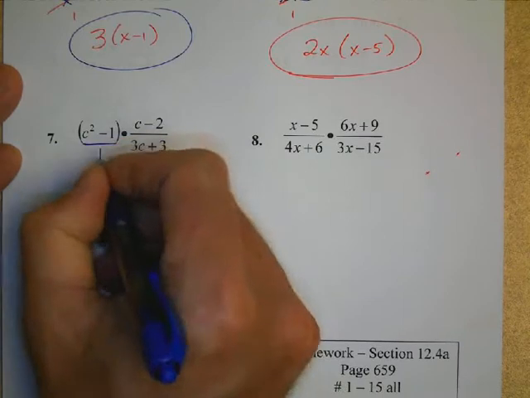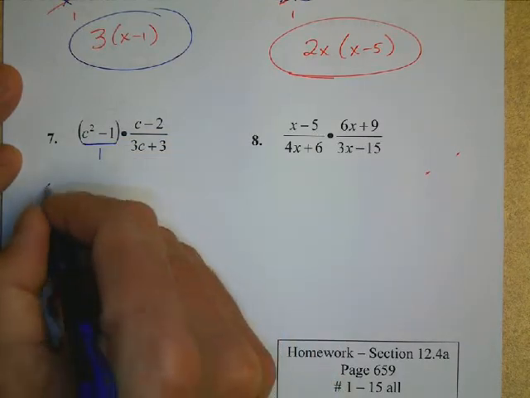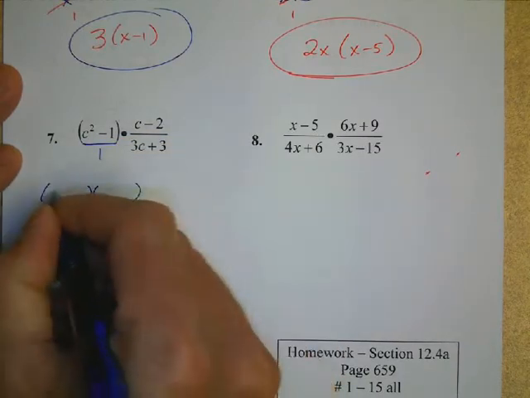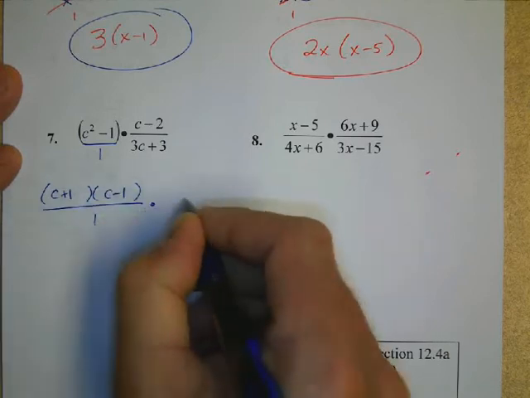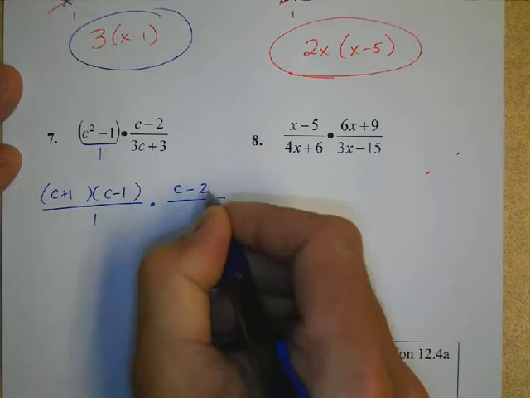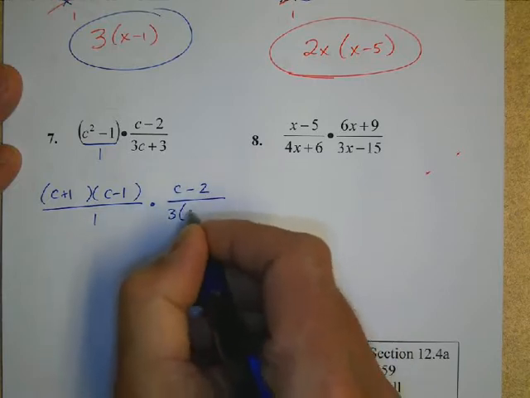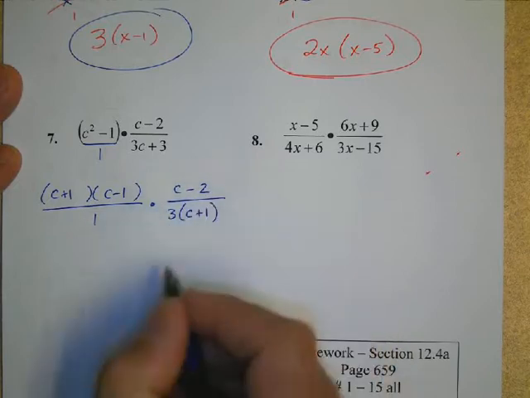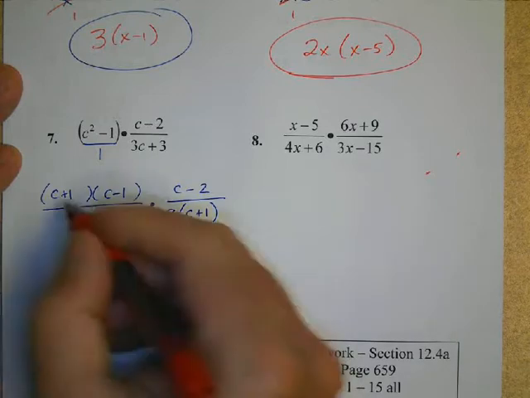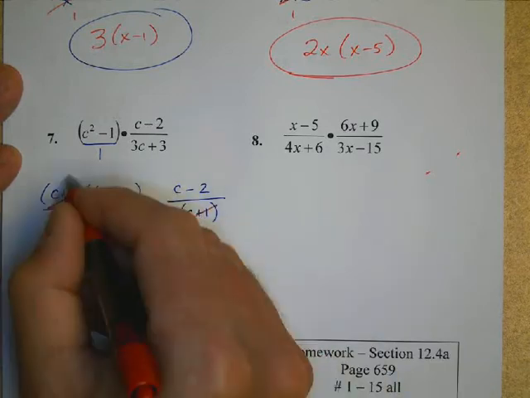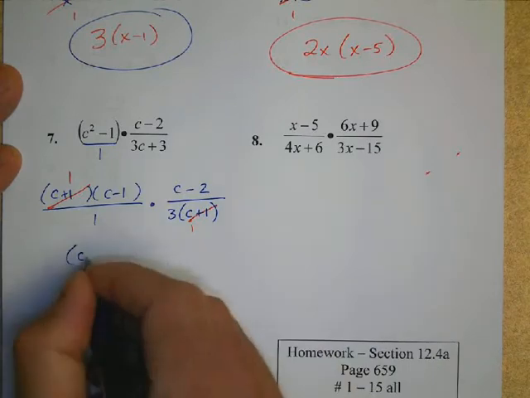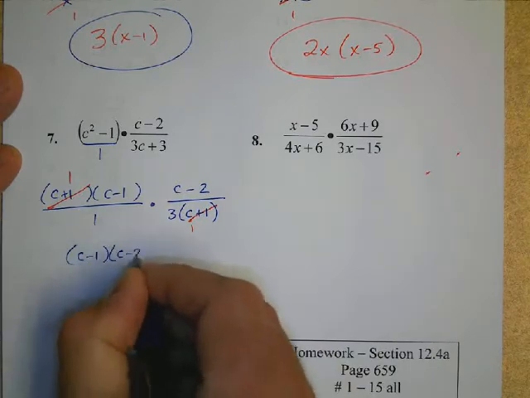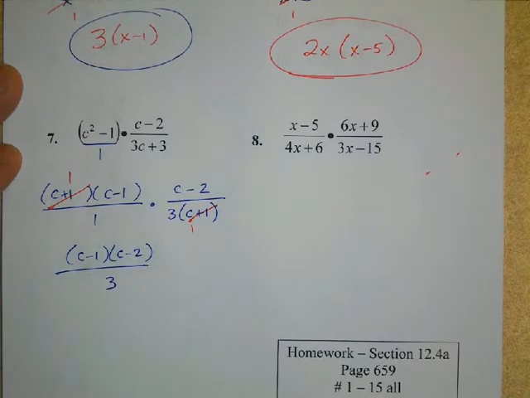As we look to the next one, we once again quickly see we have to put it over 1 as our denominator. And that's the difference of 2 squares. So c plus 1 and c minus 1 over 1. Our second half, we can take out a GCF of 3. So 3 times c plus 1. This lets us cancel our c plus 1's. And our answer is, very simply, c minus 1, c minus 2 over 3.